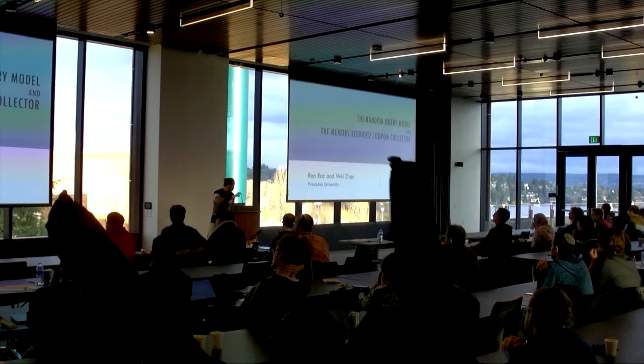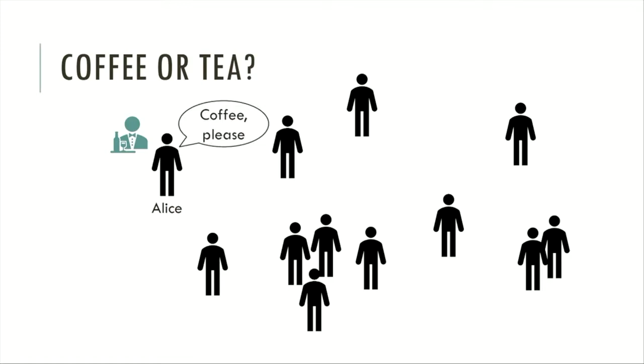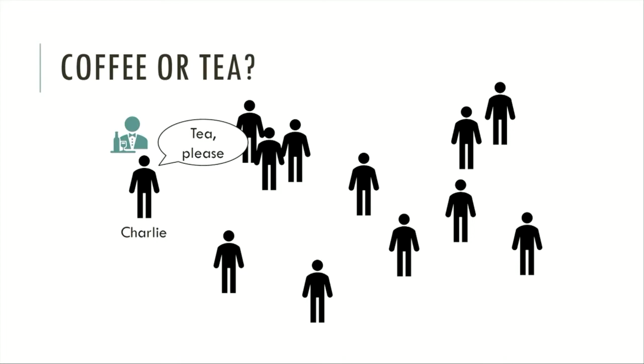Let's first consider this scenario. Let's say you are at a party and you are preparing the drinks for the participants. You want to know whether the majority of the participants prefer coffee or tea. But since it is a party, people are moving around, so every time you can only ask a random person for his or her preference. So this time it may be an Alice, and next time it may be a Charlie, and then it may be Alice again, or don't know.